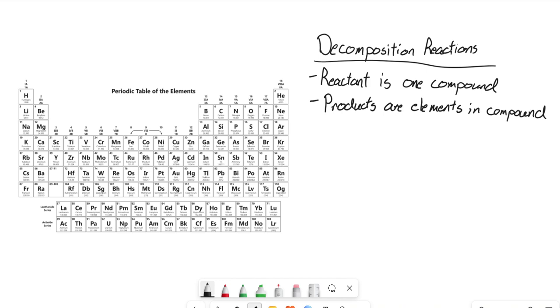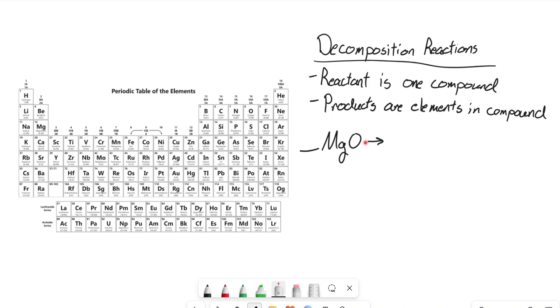But again, with these decomposition reactions, the key identifying feature here is going to be having one single compound as your reactant. No other reactants, just one compound. So let's take a look at an example of how we would predict the products of a decomposition reaction. So let's take something pretty simple like magnesium oxide and break this thing down. As we see, one single reactant, and that one reactant is a compound. Again, something that's made up of two or more elements.